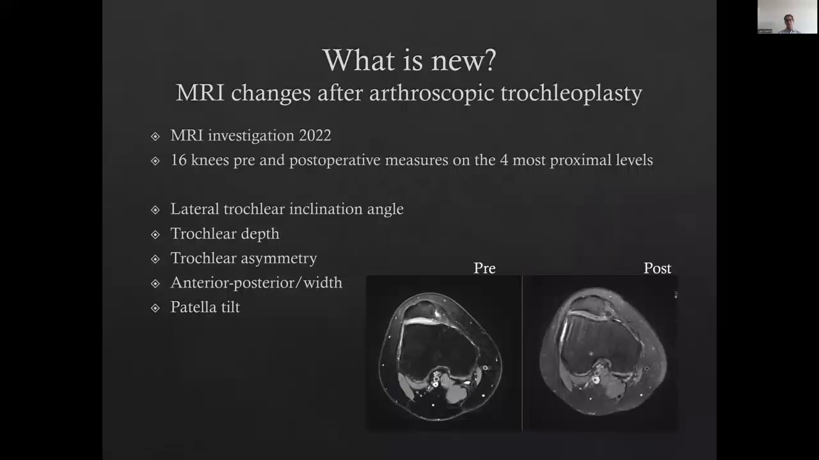So what is new on arthroscopic trochleoplasty? Basically, we have just finished a study with 16 knees where we had pre and post-operative subjective scores, and we had MRIs before and after the operation. We measured on the 4 most proximal levels: the lateral trochlear inclination angle, the trochlear depth, trochlear symmetry, the anterior-posterior distance divided by the width, and the patellar tilt.